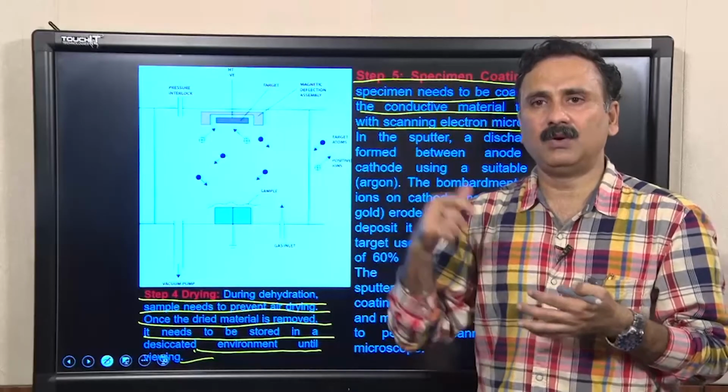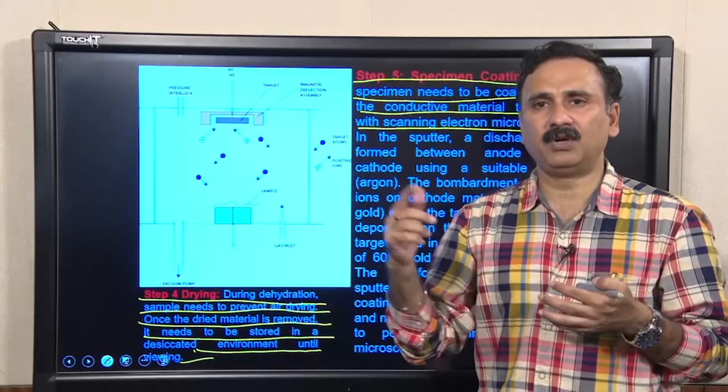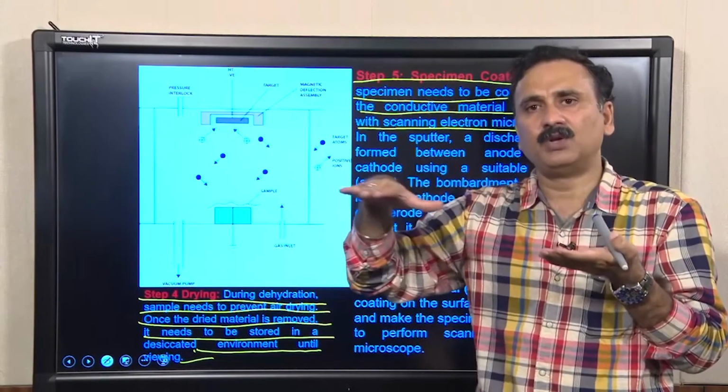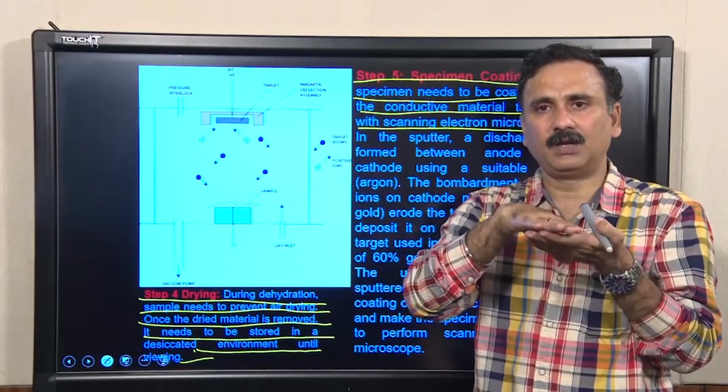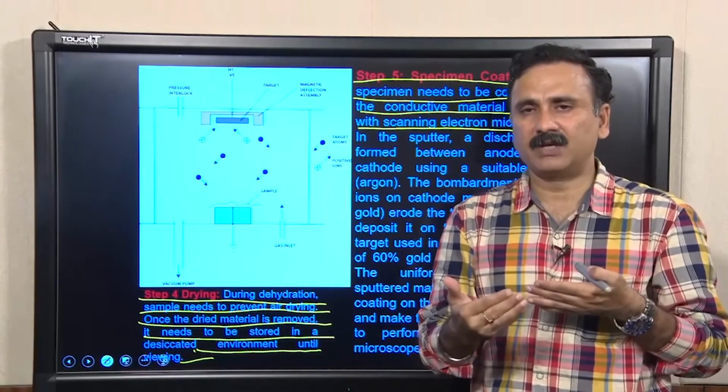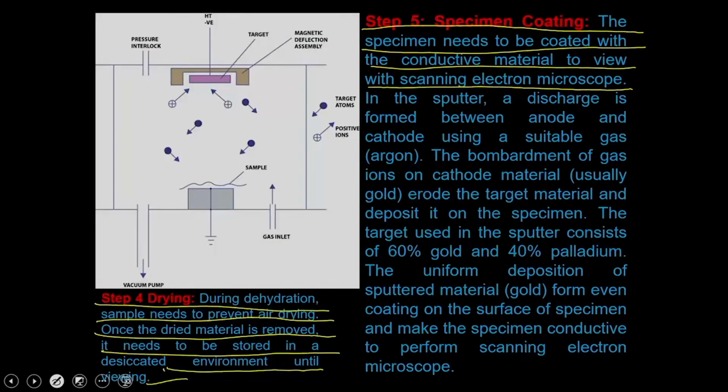In this case you are actually going to coat the sample because you are simply interested to see how the surface morphology looks, and that is the purpose of scanning electron microscopy. You do that with the help of a sputter. In a sputter, a discharge is formed between an anode and a cathode using a suitable gas.